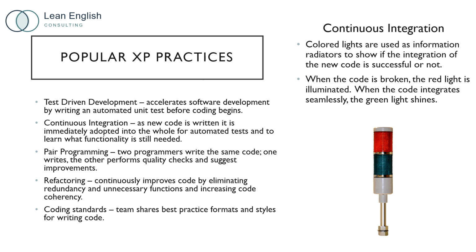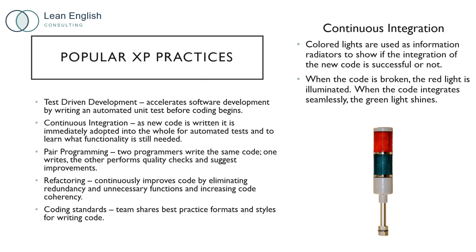Colored lights are used as end-on lights to show if the integration of the new code is successful or not. When the code is broken, the red light is illuminated. When the code integrates seamlessly, the green light shines.